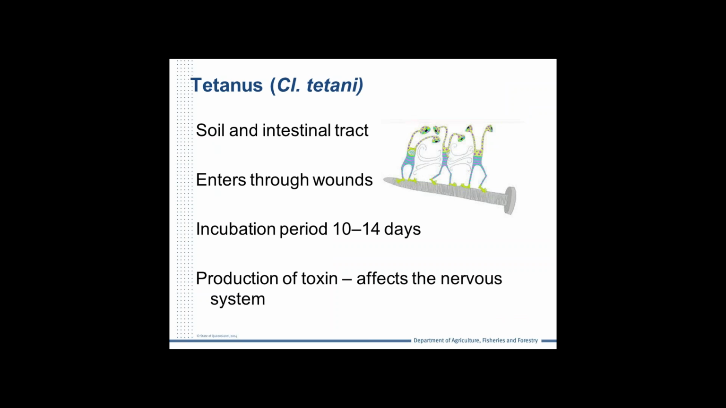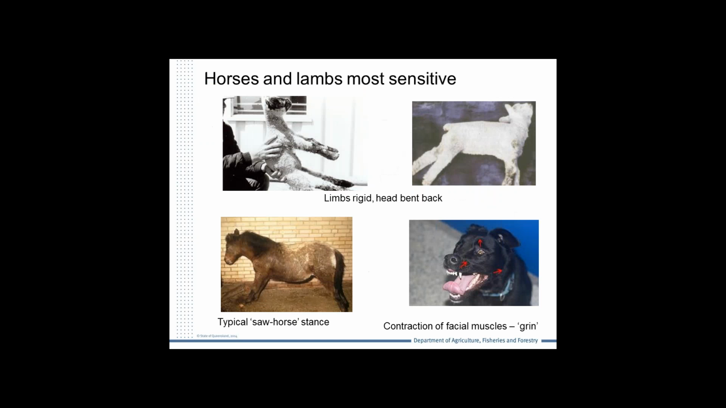So first of all, we're going to be looking at tetanus. Tetanus bacteria are found in the soil and the intestinal tract. It enters through wounds and it has an incubation period of 10 to 14 days. The spores of Clostridium tetani grow in poorly oxygenated tissues where they multiply and produce a toxin which affects the nervous system, and these cause the typical muscle spasms that we see.